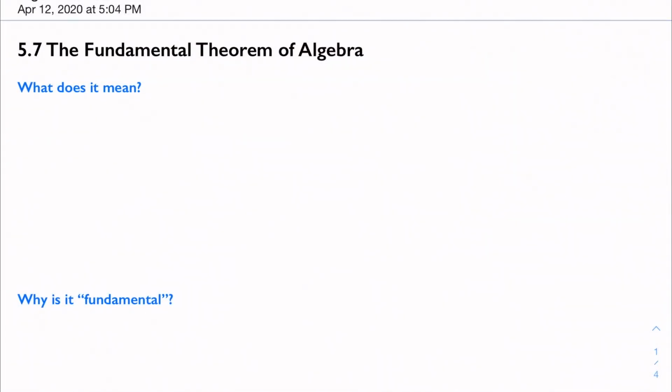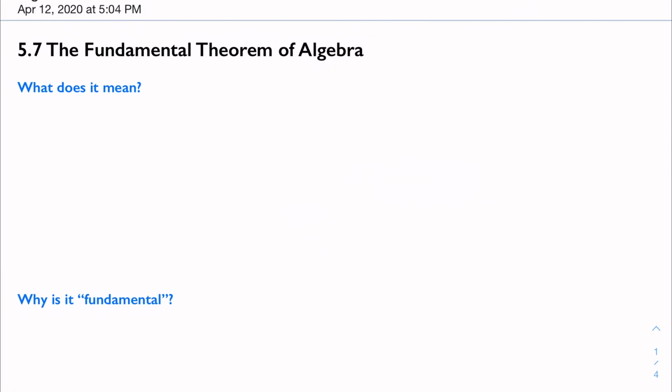So in 5.7, we're talking about the fundamental theorem of algebra. And even though it's got this big fancy scary name, it's really not going to look much different than what we've been used to doing so far in this chapter. So the first question, of course, is what are we talking about then? If we've got some big scary looking name, it's got to mean something important, right? And it does.